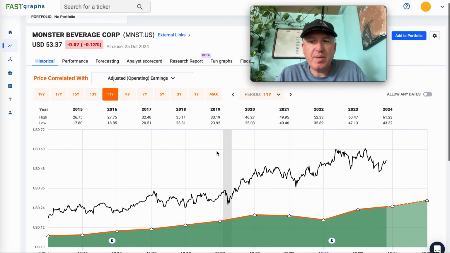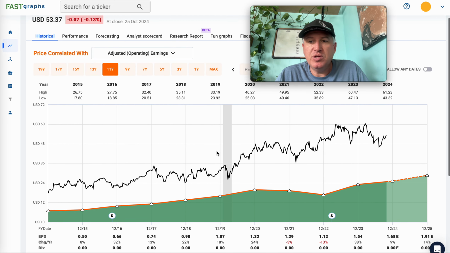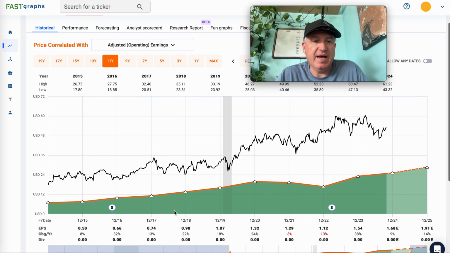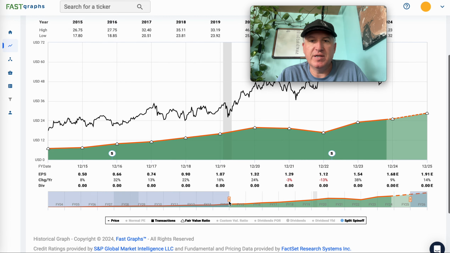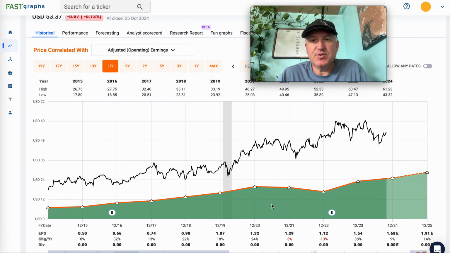But let's take a look at the recent trend that we have. So I'm going to go back to like 2015 or so. I'm not sure what FAST Graphs shows, but about 13% to 14% earnings growth. That's right about what I'm going to use in my estimation.